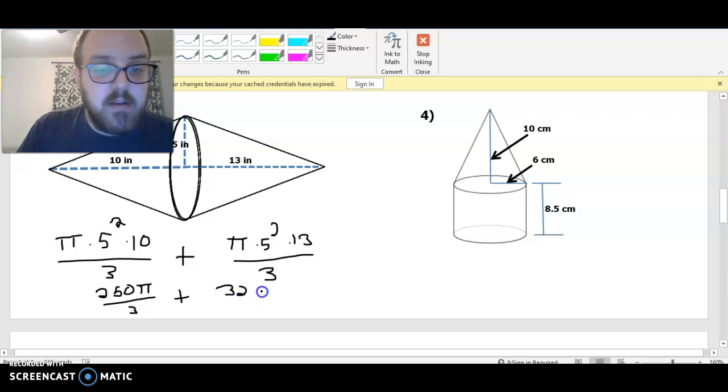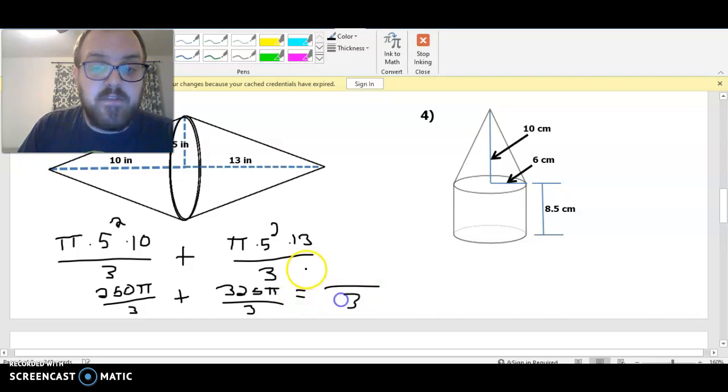325 pi over 3. Now, what's kind of nice about adding these two fractions together is that they both have the same denominator. So when I add them, I can just carry the denominator over. I don't have to do any common denominator tricks or anything. So I'm really going to get 250 pi plus 325 pi over 3.